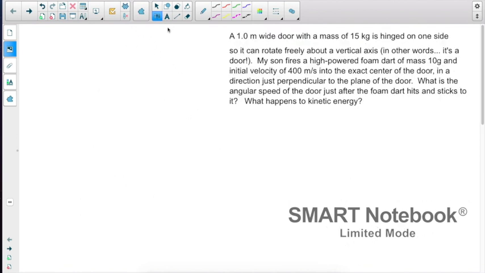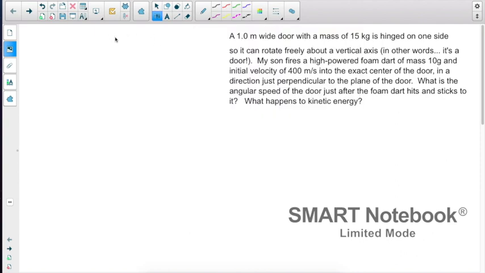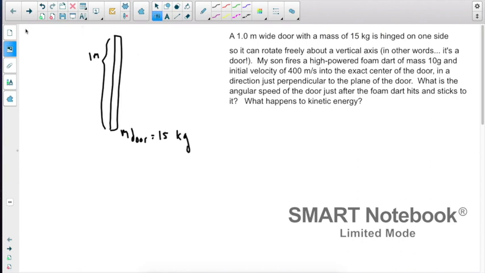Okay, so in this problem we have a door, and I'm going to draw the top view of the door because it's going to be rotating. So here's the door. And I know that the door has a length, or a width, I guess, of 1 meter. And I know that its mass is 15 kilograms. So this is the top view. And let's say its hinges are here. So here's its axis of rotation, coming out of me and going down into the page. That's the vertical axis of rotation.